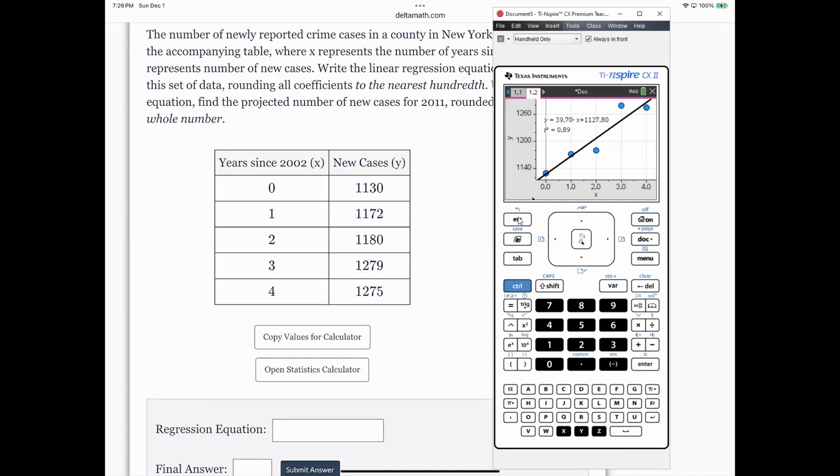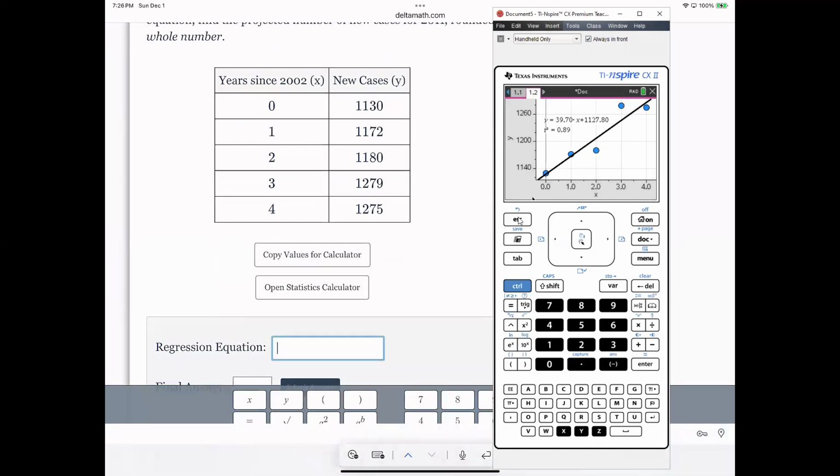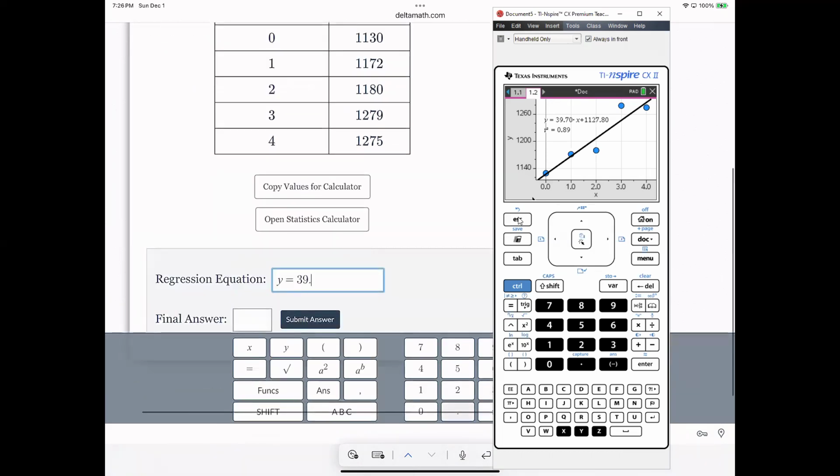Now, this is the equation that I'm going to enter down here. So down here, I am going to enter y equals, and what is that, 39.7x, and then it's going to be plus 11 point, wait, no, that's not right. It's 1127.80. All right. Now that's the equation.